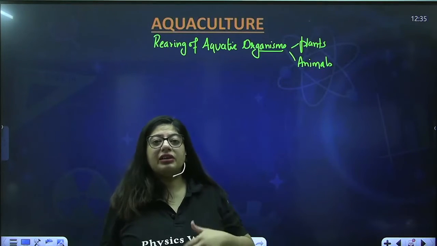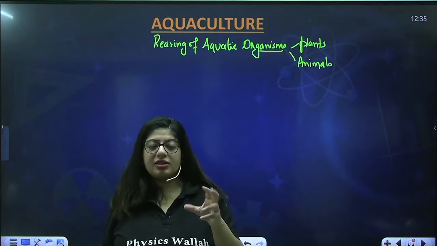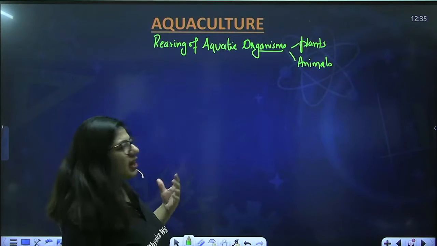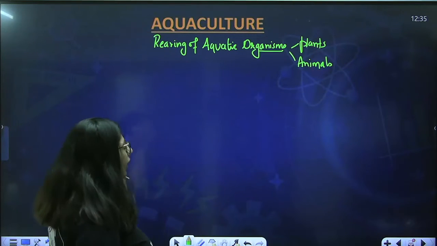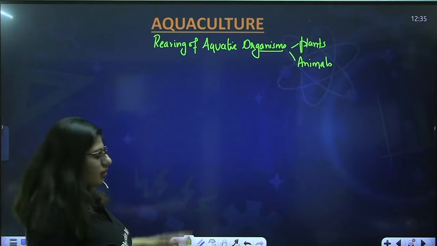Many countries eat weed. Yes, Japanese eat nori sheets, that's a kind of weed. So yes, they also cultivate it, fine. Or they can also capture it from the sea and so. Anyways, so rearing of aquatic organisms, both plants and animals, is aquaculture.